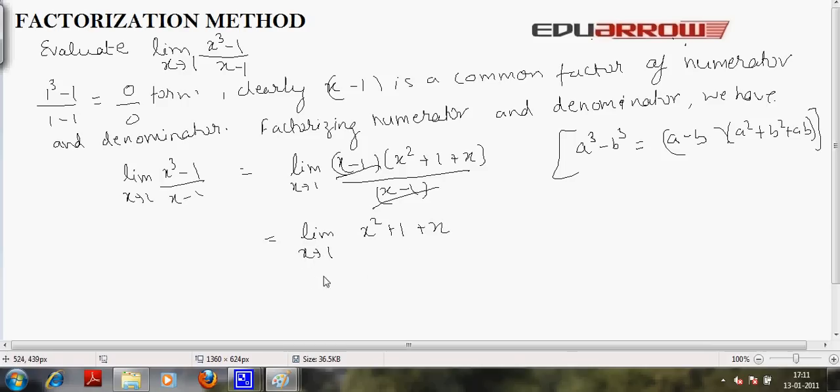As we can now use the direct substitution method, we directly apply the limit. We get 1 square plus 1 plus 1, which is equal to 3, the required answer. So we have seen one example based on the factorization method, and we can clearly see how it is solved. We conclude that the factorization method is applied where we get the form 0 by 0. So there is a need to apply the factorization method when we get 0 by 0 form.